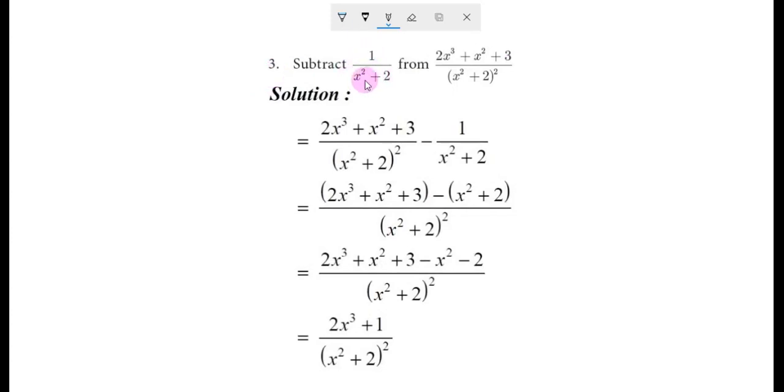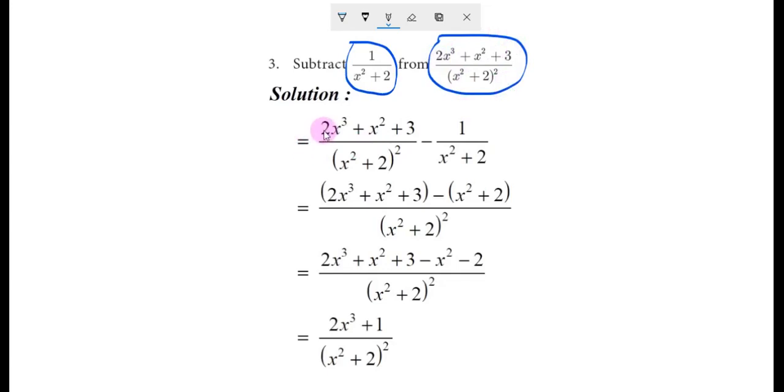Subtract 1 by x square plus 2 from (2x cube plus x square plus 3) divided by (x square plus 2) the whole square. We should subtract this from this rational expression. Understood? So we should subtract this 1 by x square plus 2 from this rational expression.